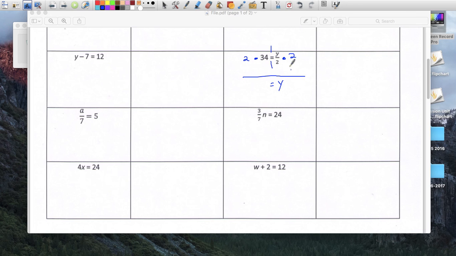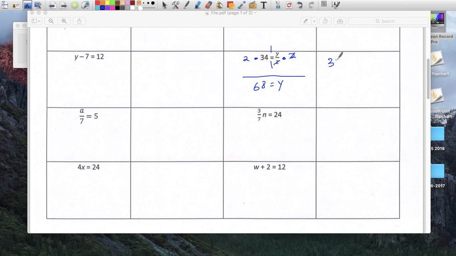Okay. And these two are going to cross out, equaling 1. And y times 1 is just going to be 1y, or just y. And on this side, 2 times 34 is 68. So the value of y that makes this equation true is 68.